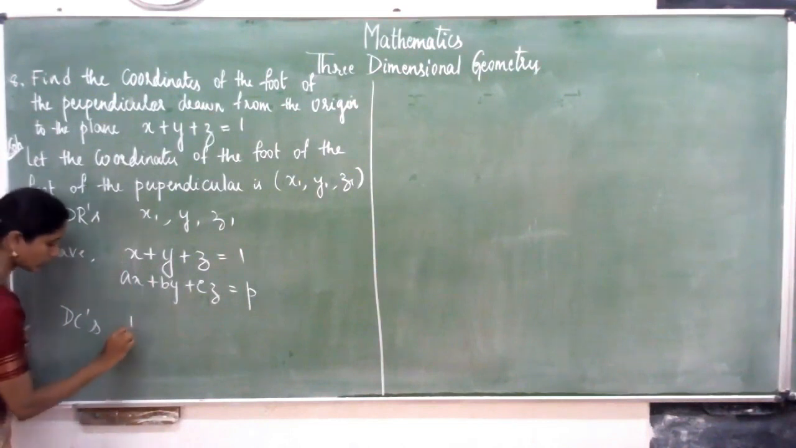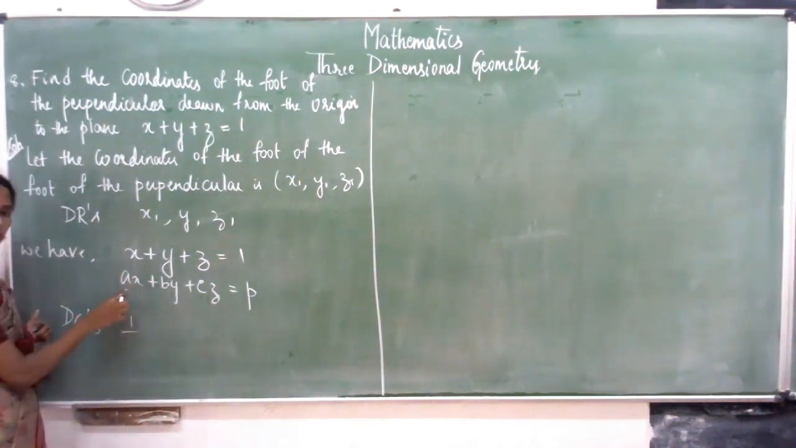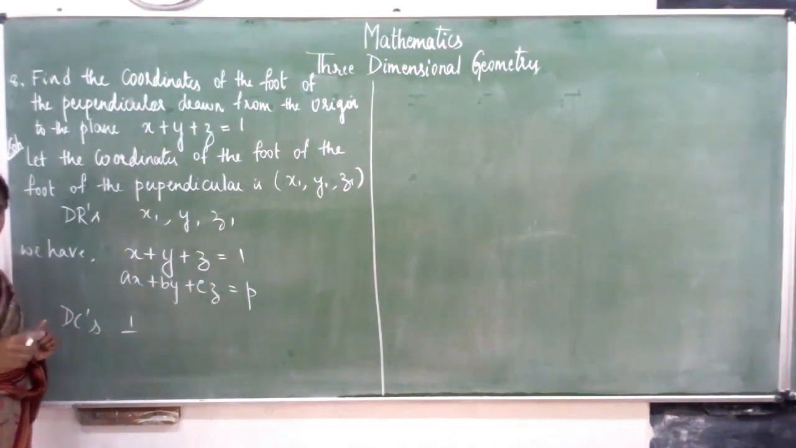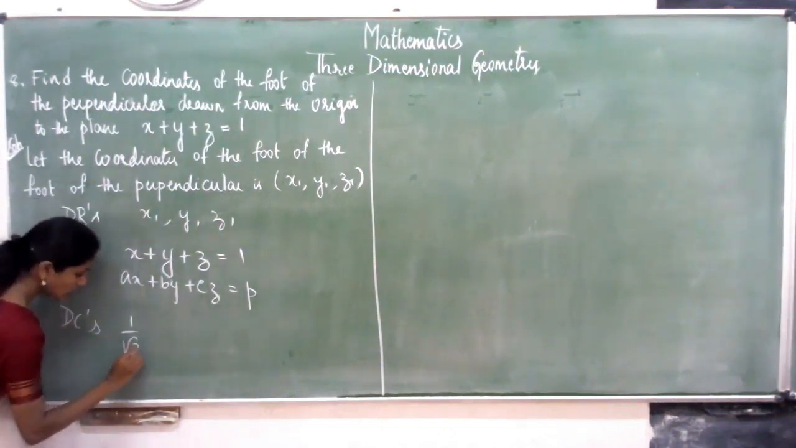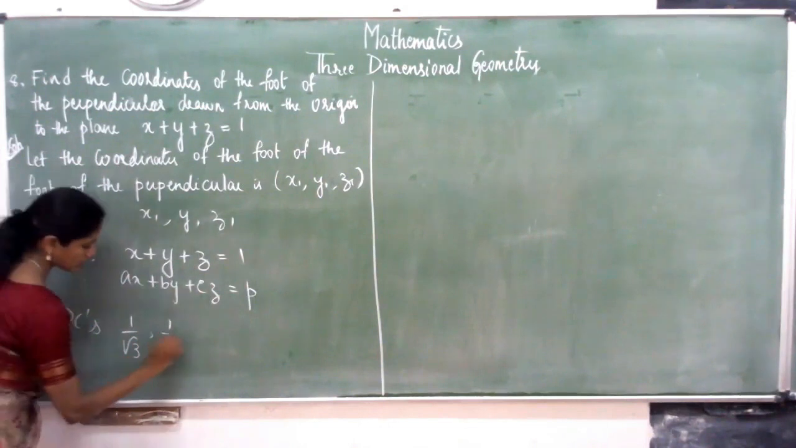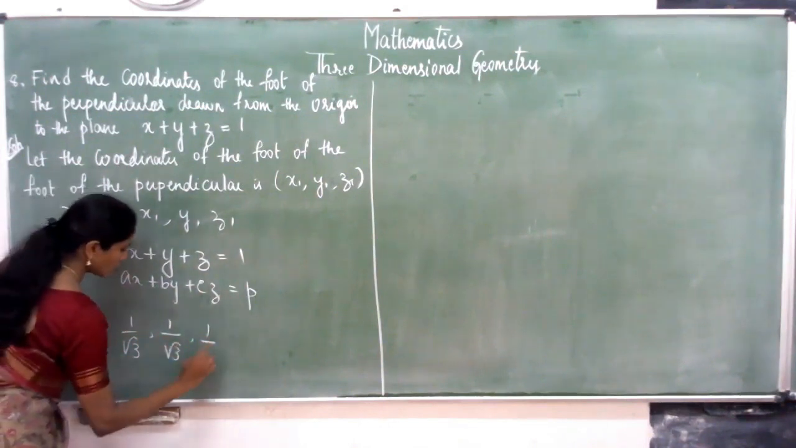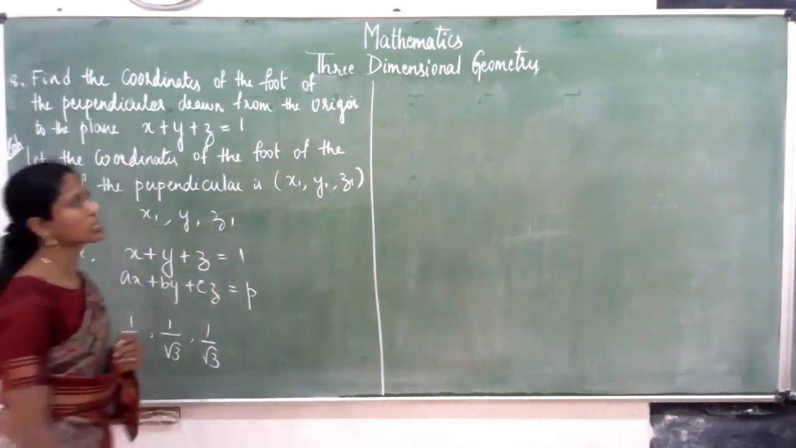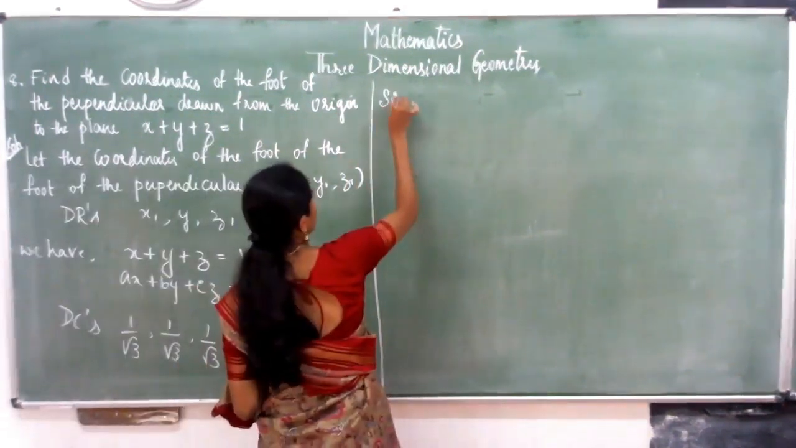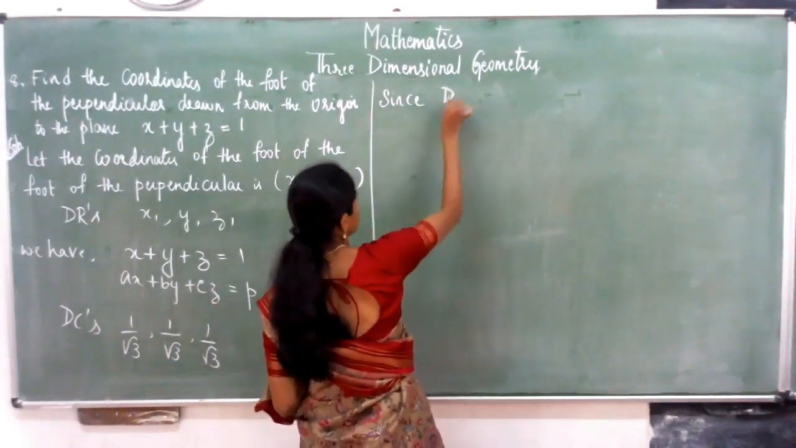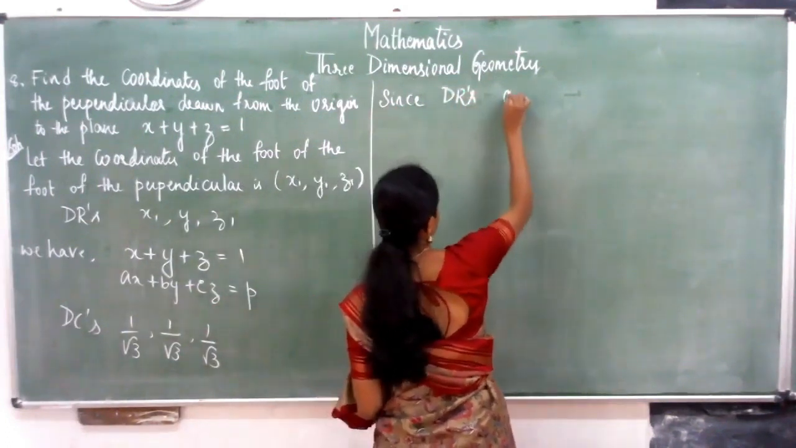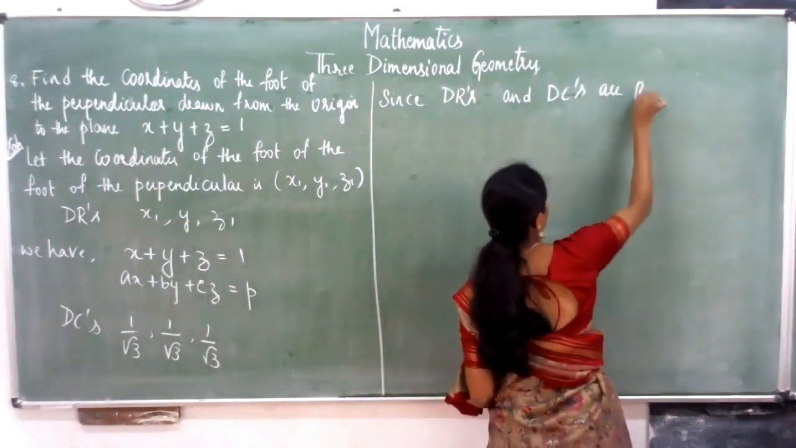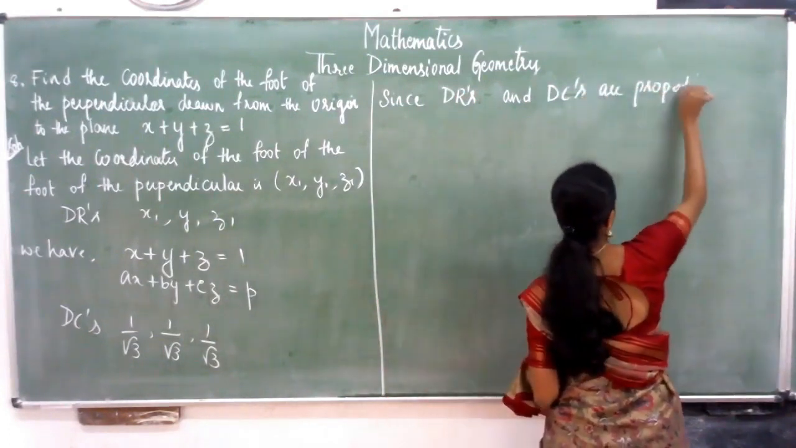To find the direction cosines, what is the coefficient of x here? It is 1. Therefore, 1 divided by root of a square plus b square plus c square, which is root of 1 square plus 1 square plus 1 square, which is root 3. Similarly, next it will be 1 by root 3 and also 1 by root 3. Therefore, we call these the direction cosines. And we know that direction ratios and direction cosines are proportional.